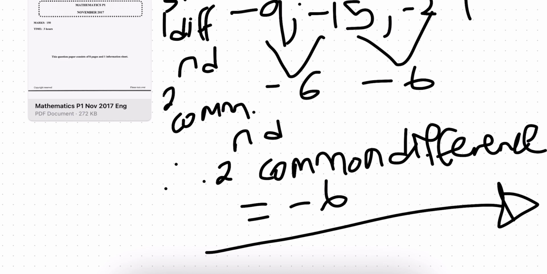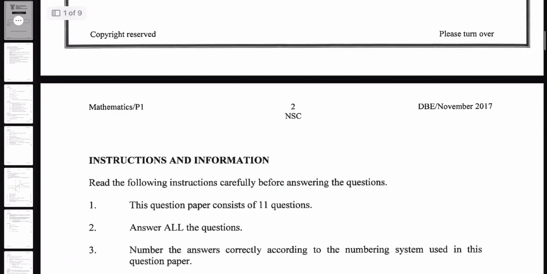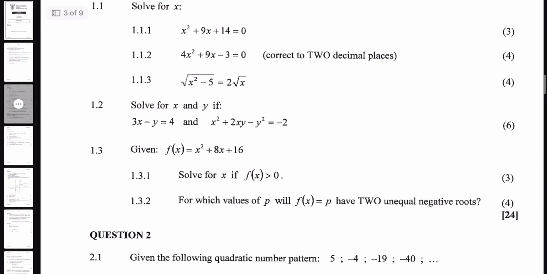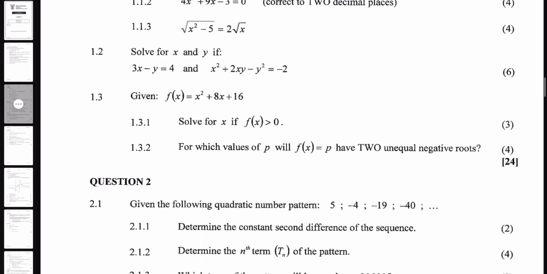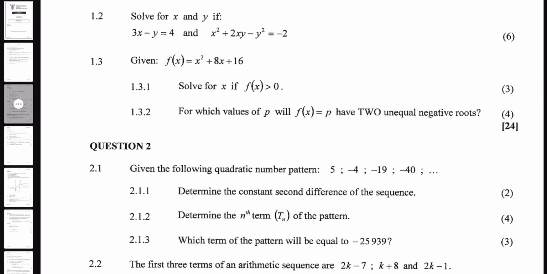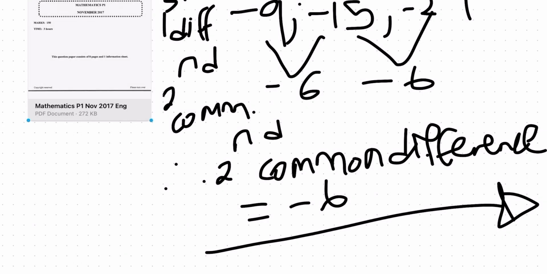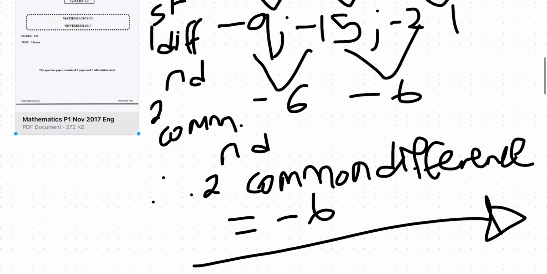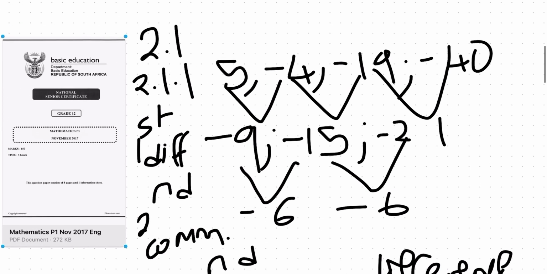And the second part, what did it ask us? Let's go back to the question. What did the second part ask us? It asked us to determine the nth term of the pattern. So it's more like determining the formula. So you just have to know these things.